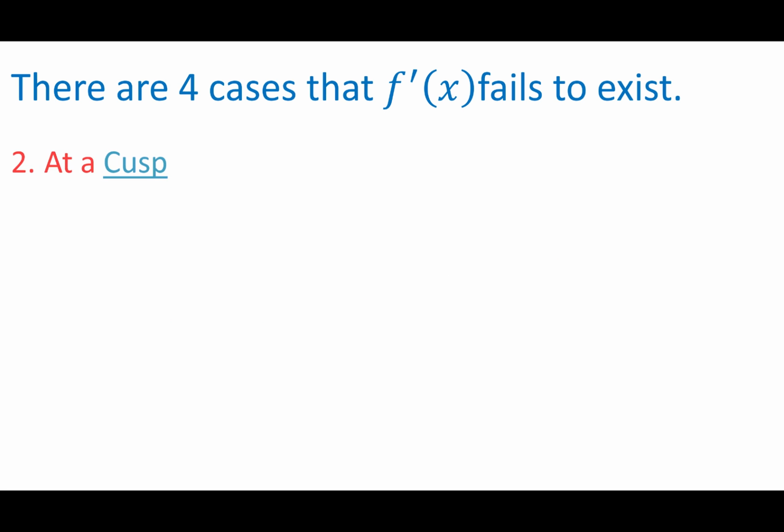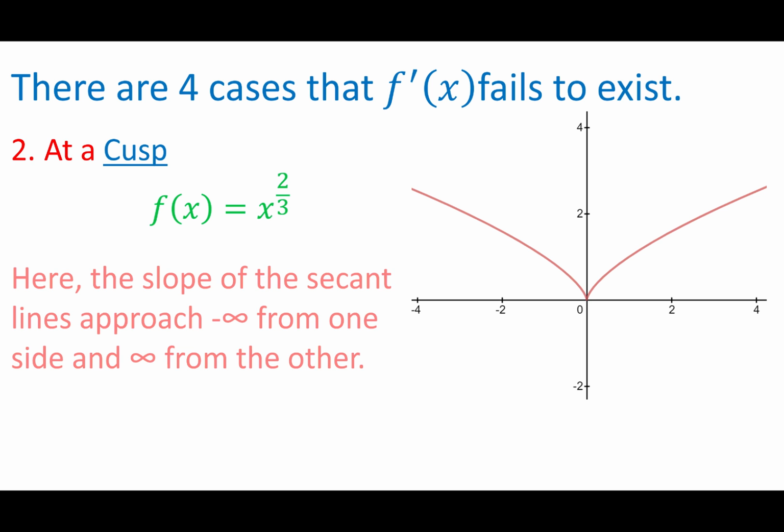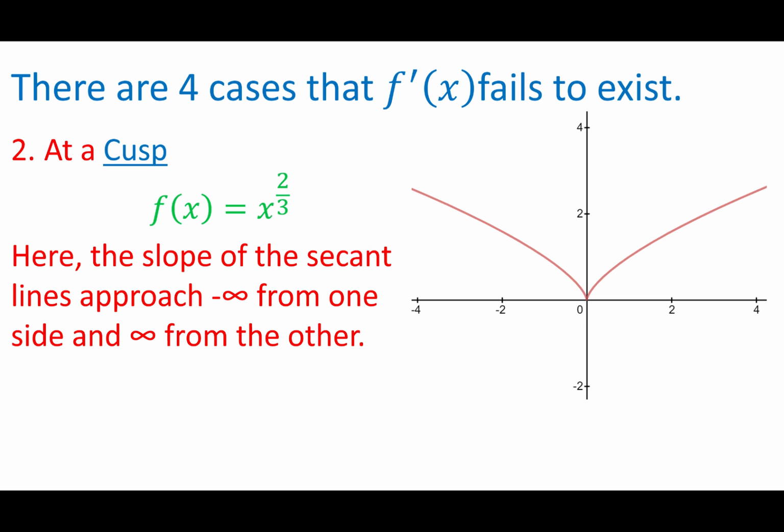Okay, second one is called a cusp. If I had a graph, for example, of x raised to the 2/3 power, it creates this cusp shape right there at x equaling 0. So on this one, the slope of the secant lines, or even the slope of the tangent line, will approach negative infinity from one side and positive infinity from the other. Okay, this curve here is pronounced. I mean, it's going more and more vertical as I get closer to 0 on the x-axis.